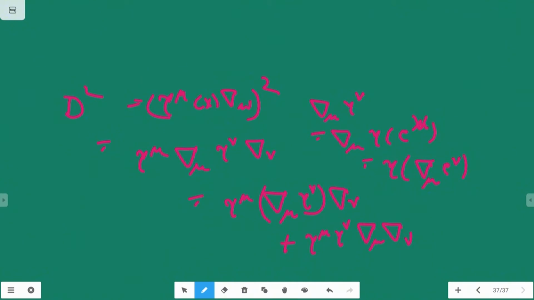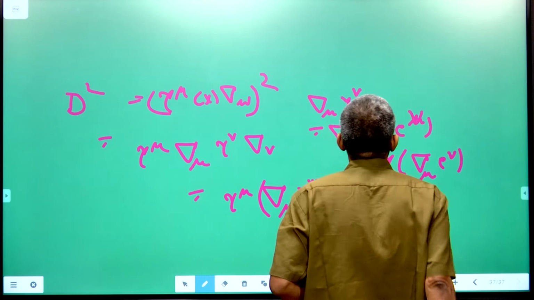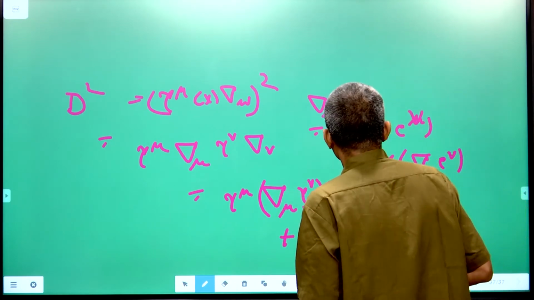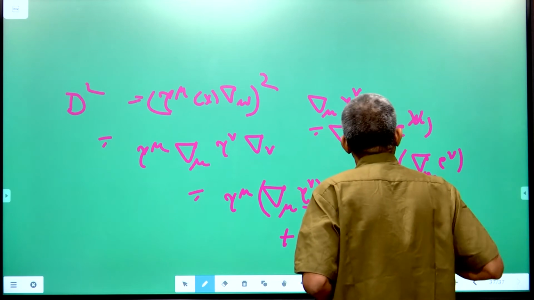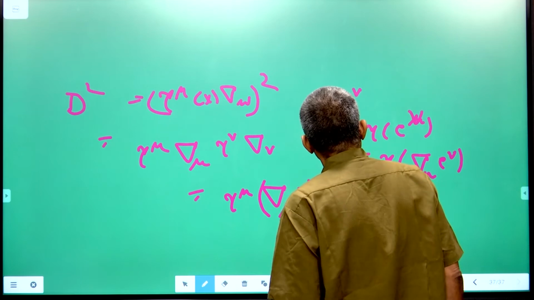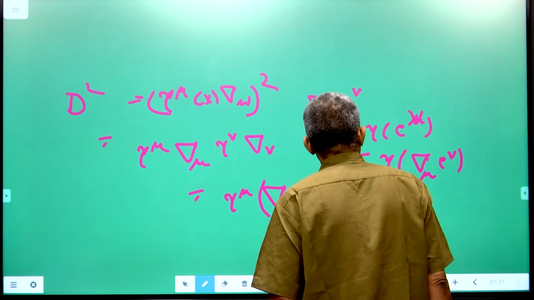Now, this can also be written in terms of the connection. E nu is a basis for the tangent space, not for the bundle space. So E mu a are the tetrad vectors.